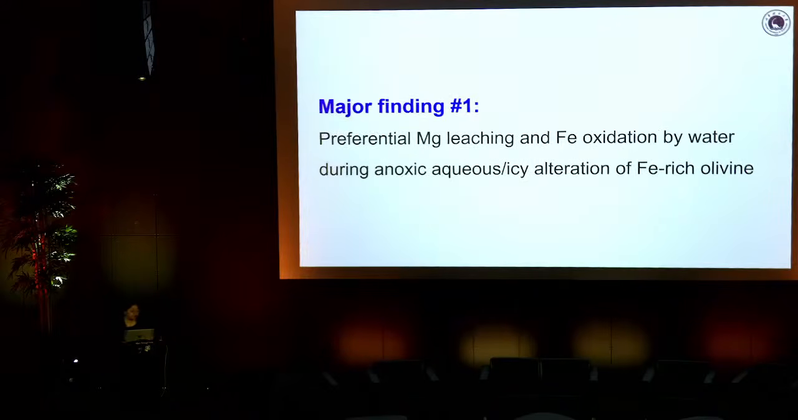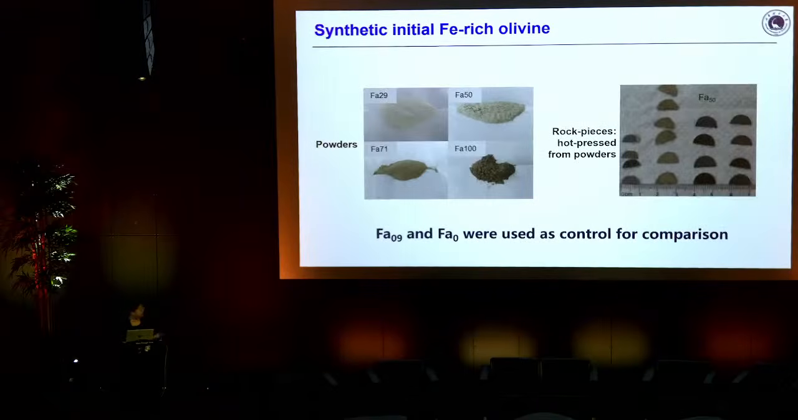The major finding we have is that with aqueous or icy alteration of iron-rich olivine, we see preferential leaching of magnesium, and the iron is readily oxidized by water even under anoxic conditions. These are the powders that we synthesized for the experiments, and we also have San Carlos olivine and forsterite as controls for comparison.